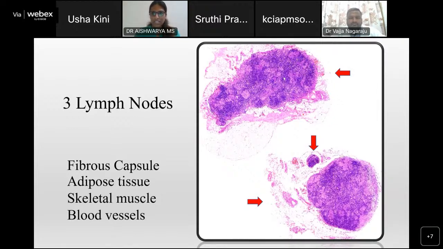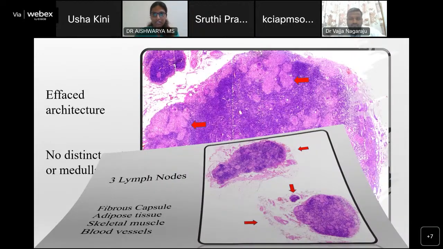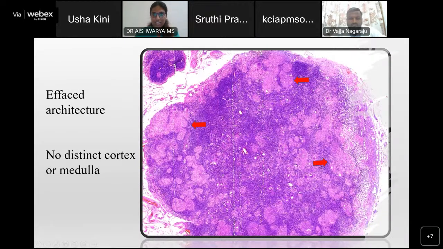They are enclosed in a nice fibrous capsule, surrounding which there's plenty of adipose tissue and some amount of skeletal muscle and blood vessels that contain RBCs and hemosiderin-laden macrophages. The architecture of the lymph node is effaced. That is, it is partially replaced by many granulomas of varying sizes. There's no distinct cortex or medulla seen in the lymph node.